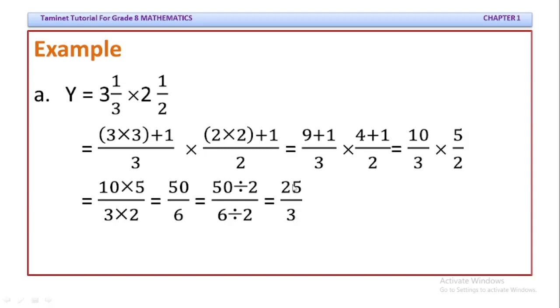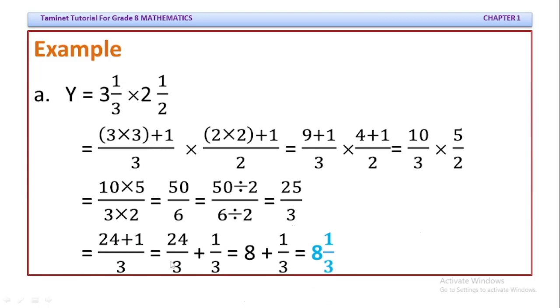So we can change this improper fraction into a mixed number. So the equivalent mixed number is 8 and 1/3. So 25/3 is an improper fraction. To change it into a mixed number, 24 plus 1 over 3. That means here we can take a number which is a multiple of 3, 24, plus 1 is 25. So 24/3 plus 1/3, 24/3 is 8, 8 plus 1/3. So finally the mixed number is 8 and 1/3.